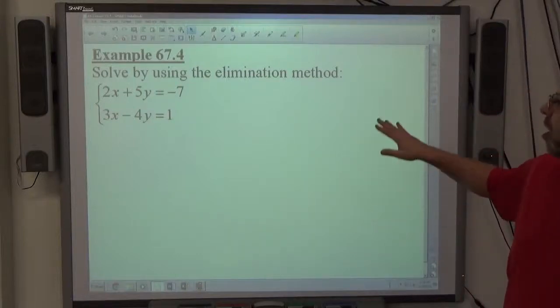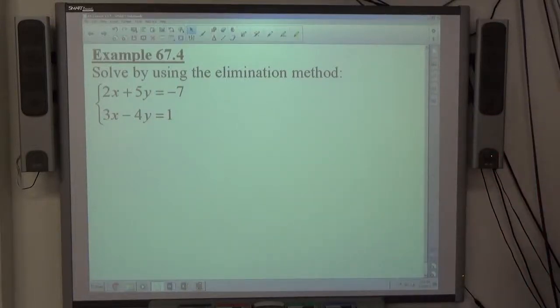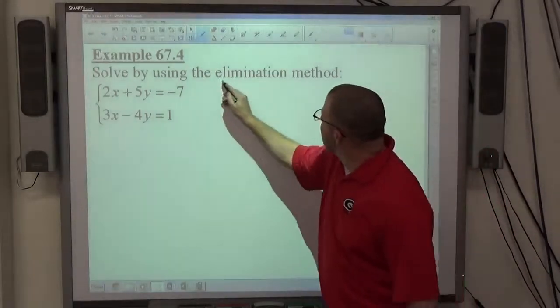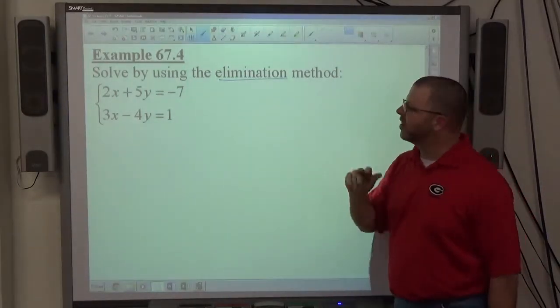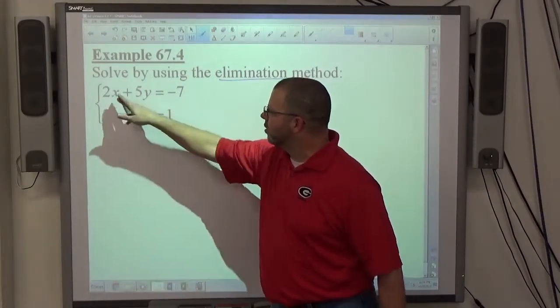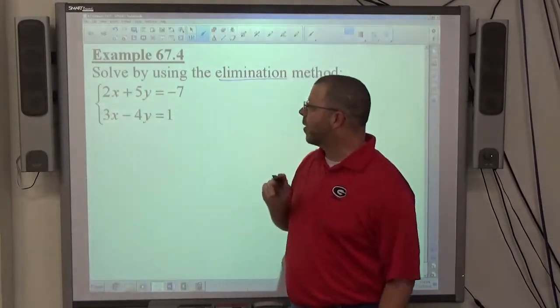Our final example, solved by using the elimination method. All right. So elimination method. It's hard to say, it's easy to do. The system is 2x plus 5y equals negative 7, and 3x minus 4y equals 1.